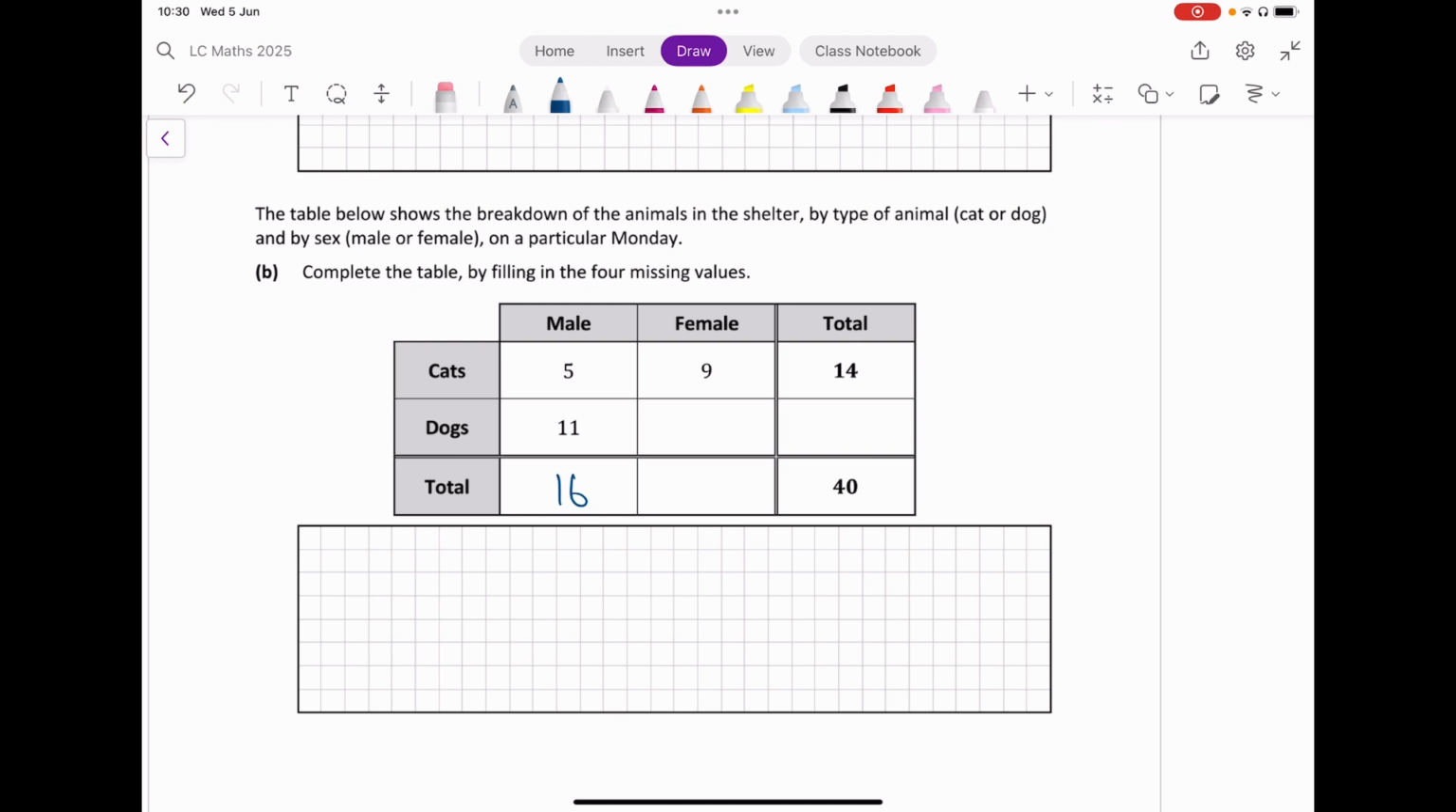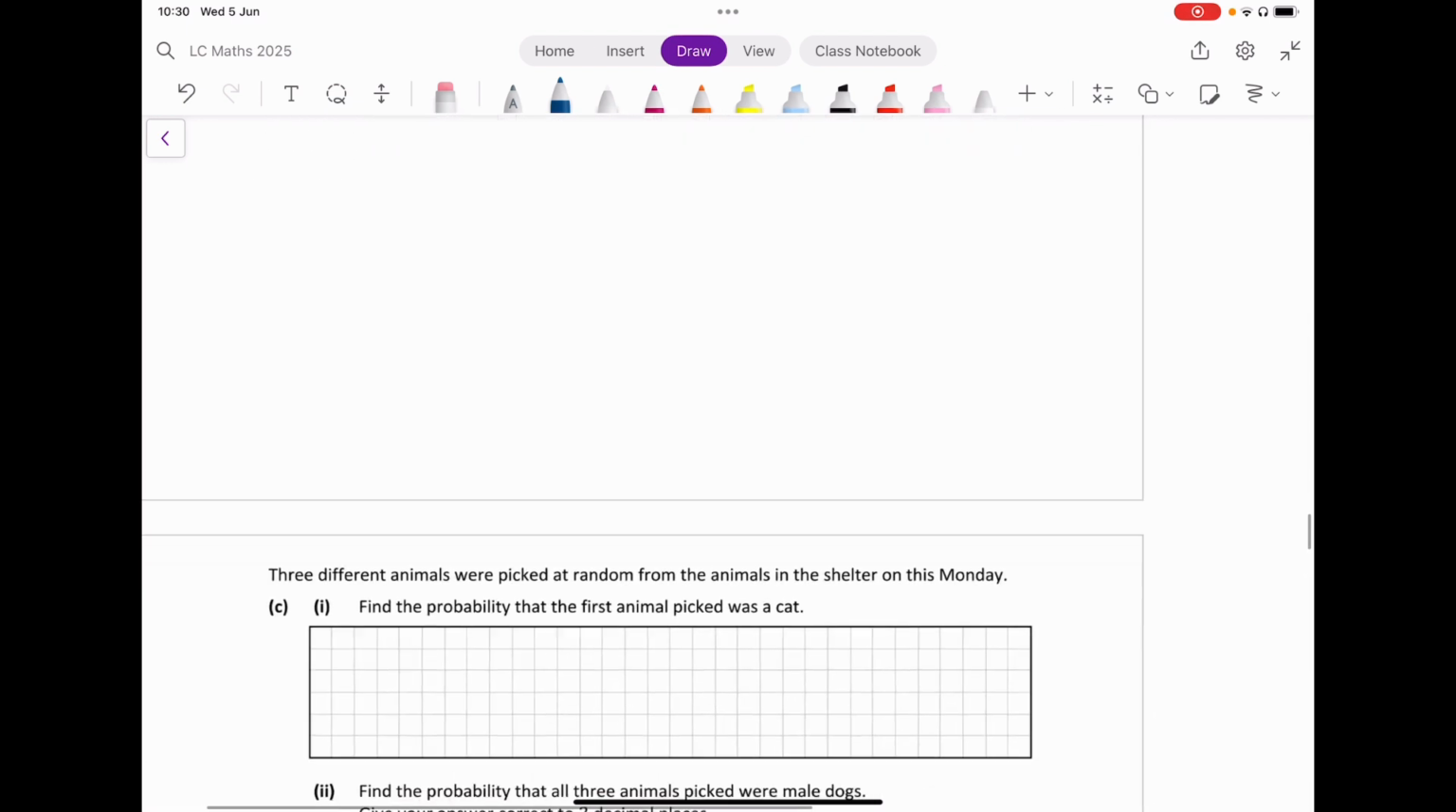If we have 16 males and a total of 40, that means that there has to be 24 total females. Okay. If we have 9 female cats, then in order to make that up, we have to have 15 female dogs, and then 11 and 15 is 26. Okay, so that was very well answered.